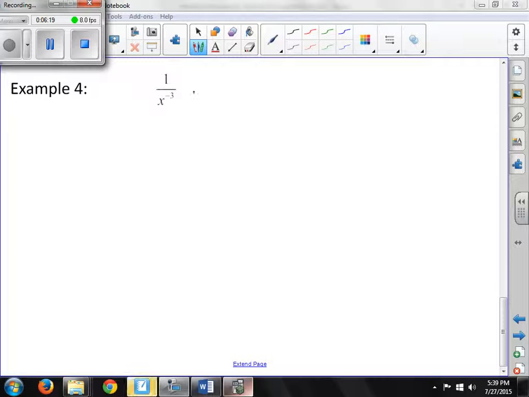Example 4. x to the negative 3. You see we have an x raised to a negative power in the denominator, so we will just let it rise to the numerator, it will become x to the third. We've left the variable with a positive exponent.